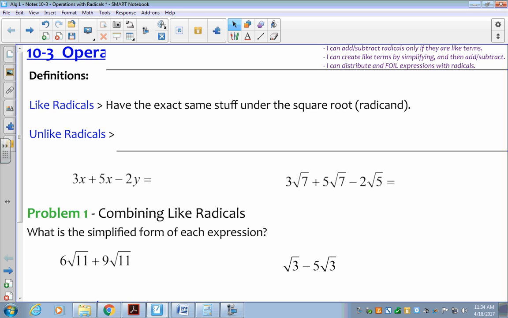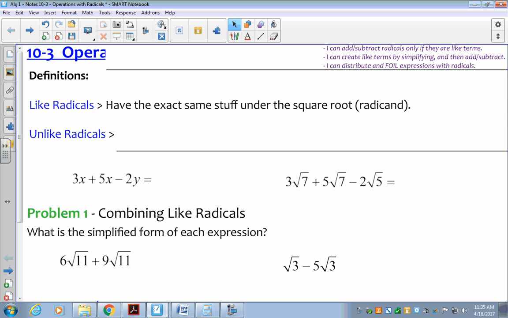Sorry. Like radicals have the same exact stuff, that's a technical term, under the square root, which is called the radicand. Like radicals have the exact same stuff, so same numbers, same letters, same exponents on the numbers and letters underneath their radical.